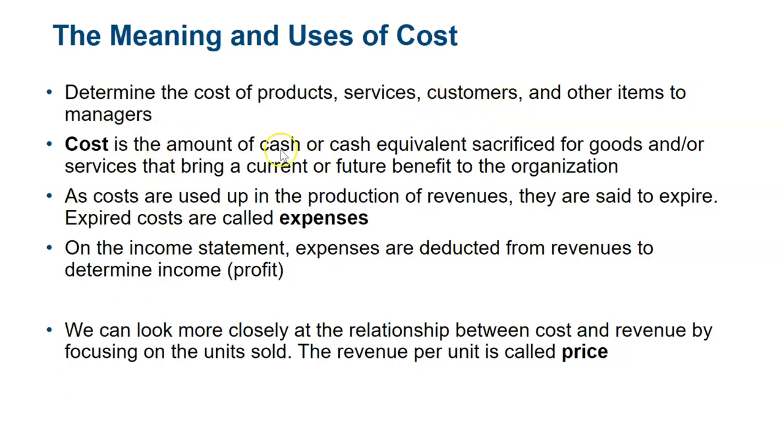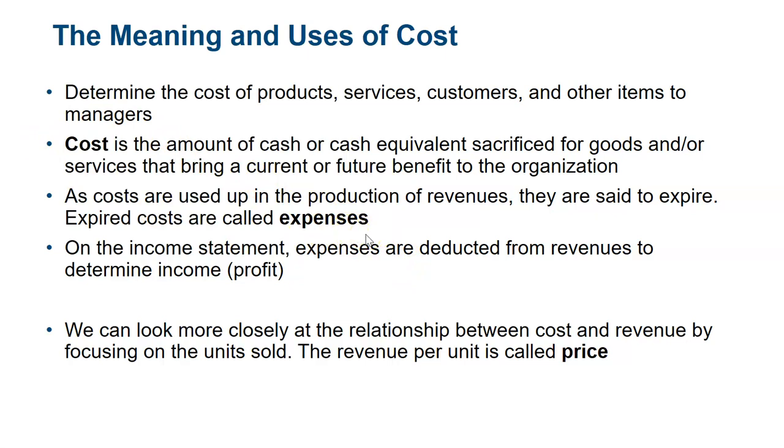Customers do sometimes have a cost. We'll learn more about that in the next chapter. But notice what it says here about cost. It says cost is the amount of cash sacrificed for goods and services that bring a current or future benefit to the organization. Okay, fair enough. Now let's read this. It says, as costs are used up in the production of revenues, they are said to expire. Expired costs are called expenses. So these two words are not exactly the same thing.